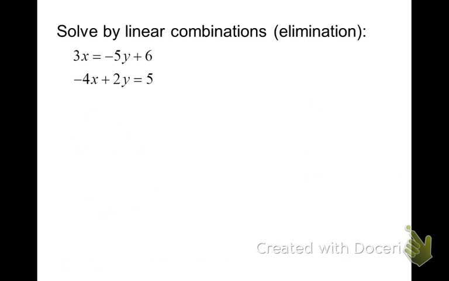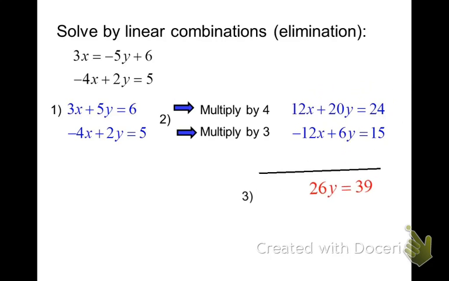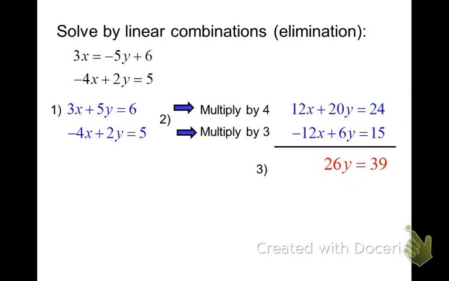Here's one more. Again, the first step is to get the variables on one side. And in this problem, I would choose to get rid of the x values because one is a positive x and one is a negative x. So I'm going to multiply the top equation by 4 and the bottom equation by 3 to make the x values the same at 12 and negative 12. And then now when I add those, I just have y values and I'm going to get a fraction. This is going to happen.